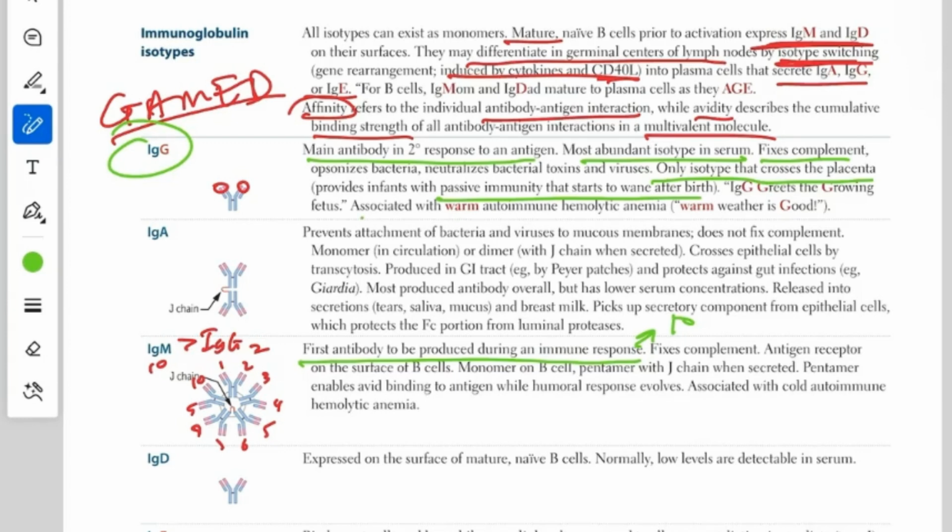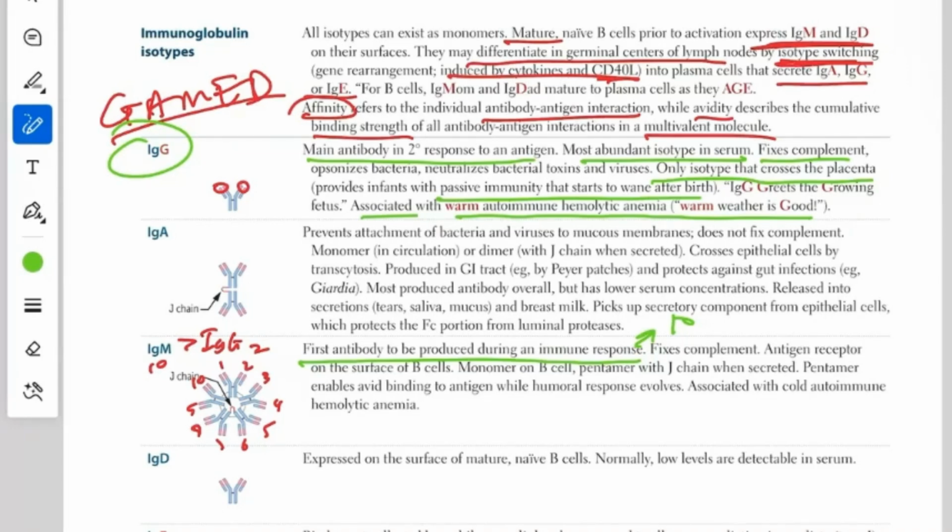IgG is associated with warm autoimmune hemolytic anemia. This is also a type of hypersensitivity reaction, and we will get to that shortly, where you have the IgGs attacking the individual's own red blood cells. So you have a person with IgG attacking his own red blood cells, and that leads to extravascular hemolysis. These red blood cells that have been tagged with IgG will go to the spleen and be destroyed in the spleen. That's extravascular hemolysis.